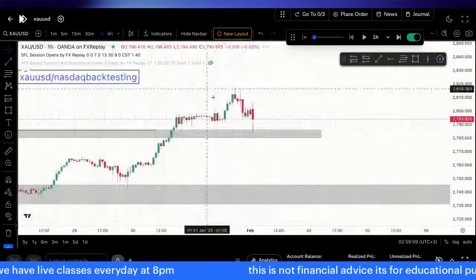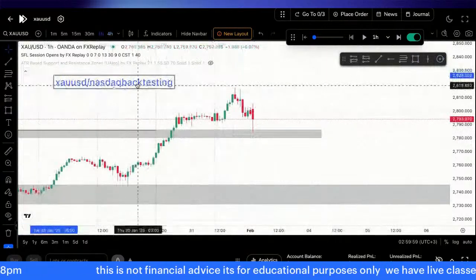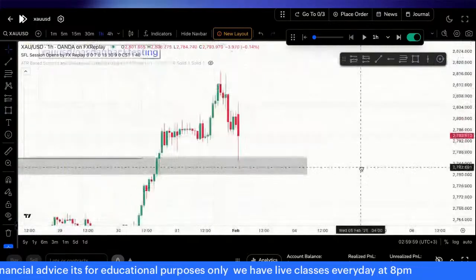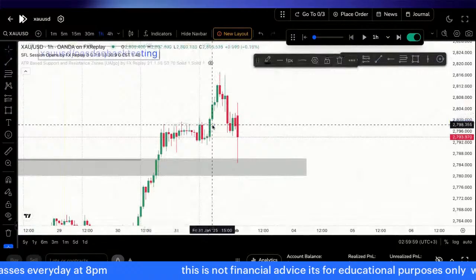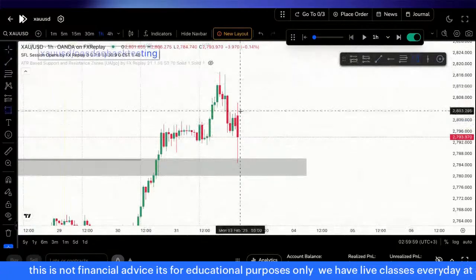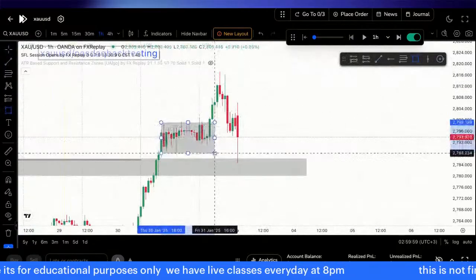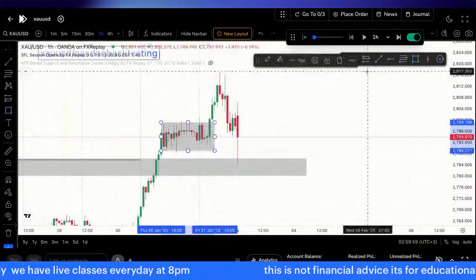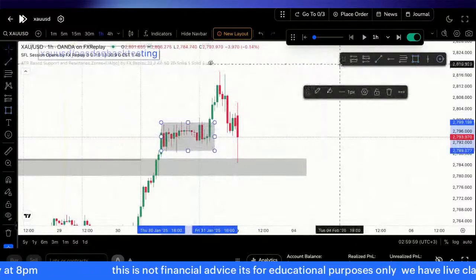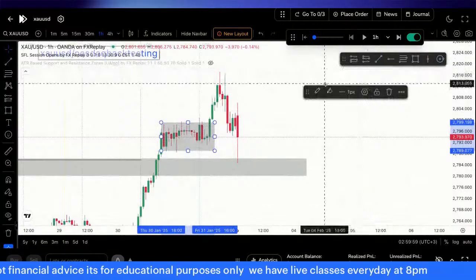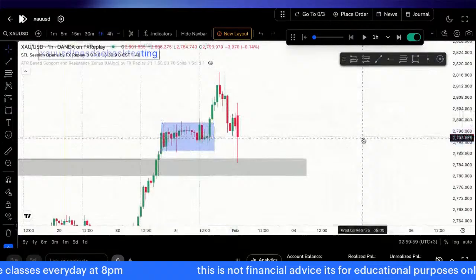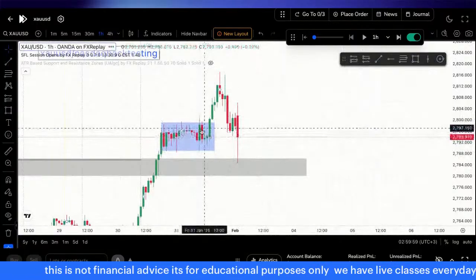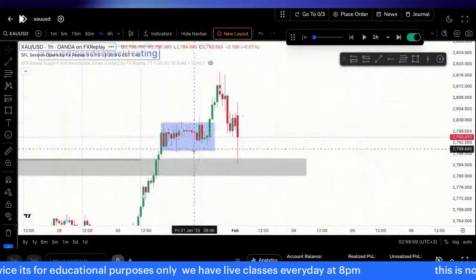Now we have to go to H1. Now on H1, see that we had a range. We have a range here. And we don't trade ranges because price is consolidating. We don't trade consolidations, yeah? So we would want to avoid trading from this.